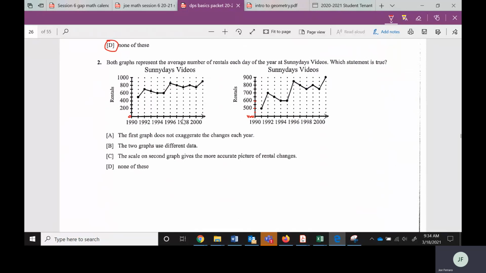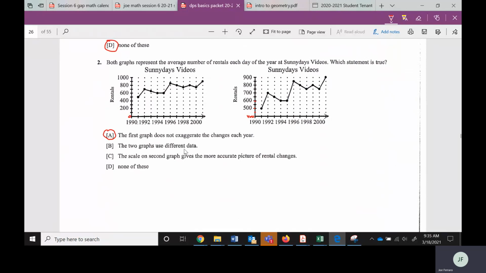Okay, so let's look. It says which statement is true. The first graph does not exaggerate the changes in each year. Okay, so the first graph, they start at 0. It's evenly spaced all the way up. They don't exaggerate it. I think this is the right answer. I think that is true, because over here, they do exaggerate. It makes it look like there's bigger jumps than there actually is.